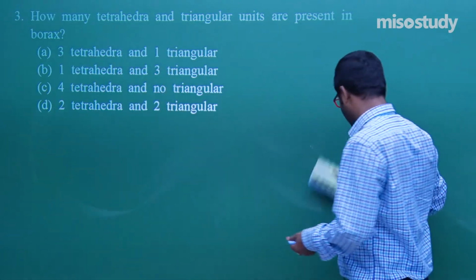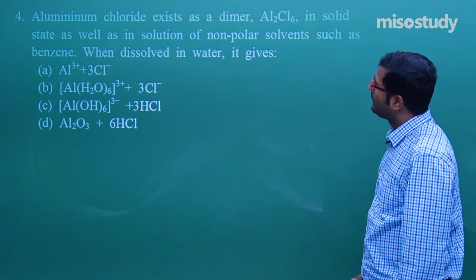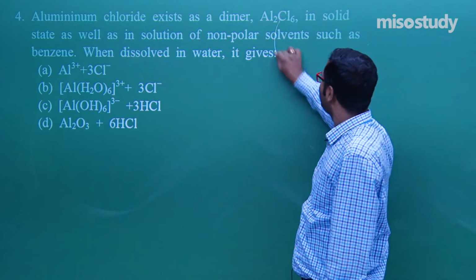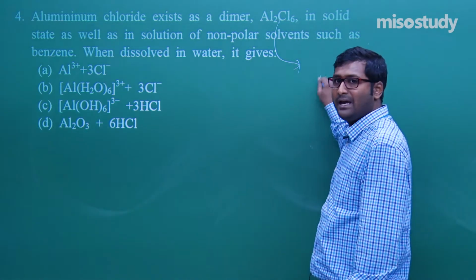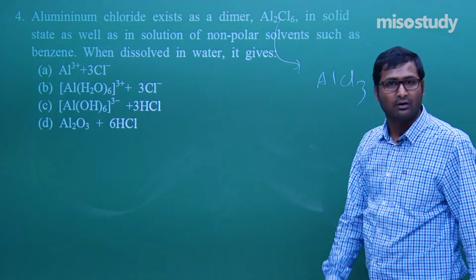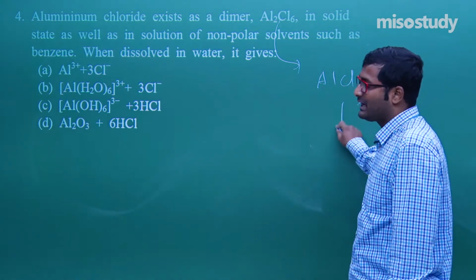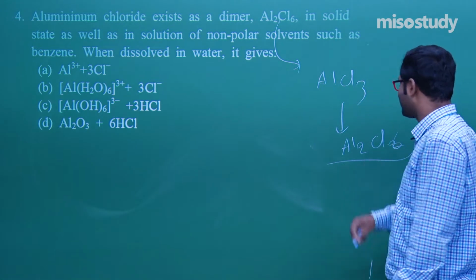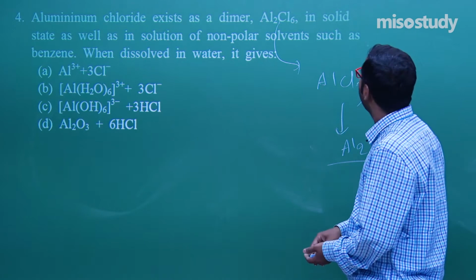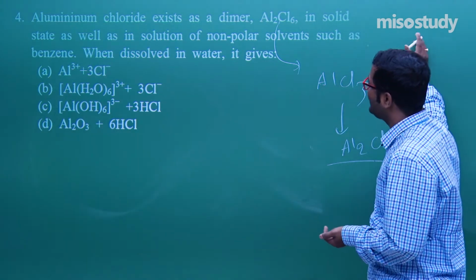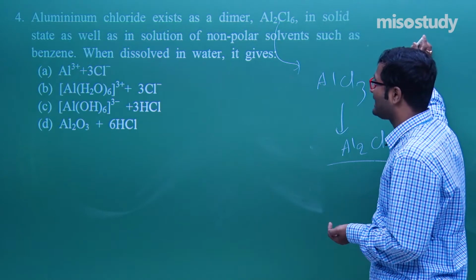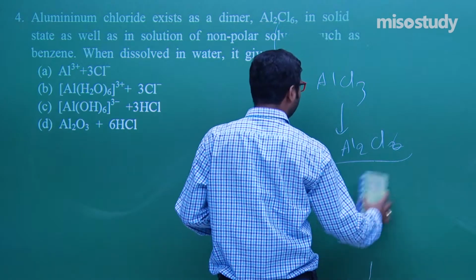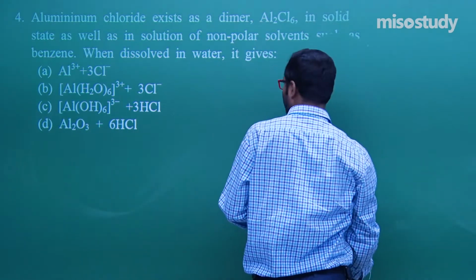Now let's move to the next part of the question. Aluminium chloride exists as a dimer. As we know, AlCl3 is an electron deficient compound. Since AlCl3 is electron deficient, it dimerizes to form Al2Cl6. Clear to you? Al2Cl6. Now this is in the solid state as well as in solution of non-polar solvents such as benzene. When dissolved in water, what will happen?